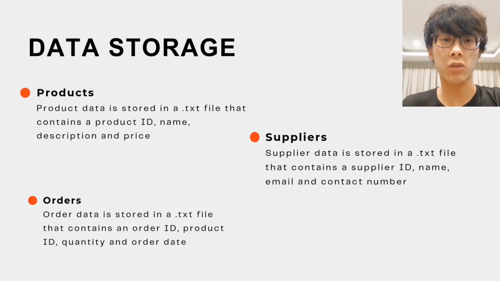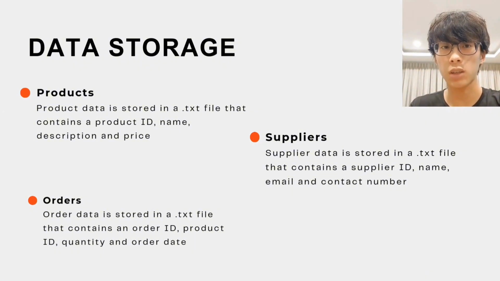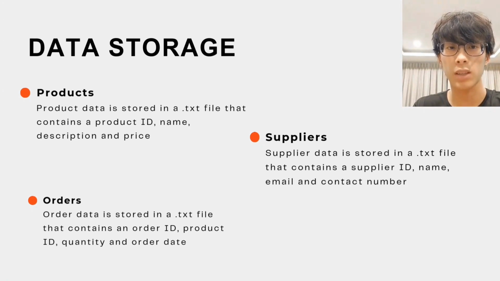So next up is the data storage for our program. This program stores 3 types of data, that is products, suppliers, and orders. This data is stored in .txt files, which contain details about the data stored. For the products, it is the product ID, name, description, and price. For suppliers, it is supplier ID, name, email, and contact number. For the orders, it is order ID, product ID, quantity, and order date.